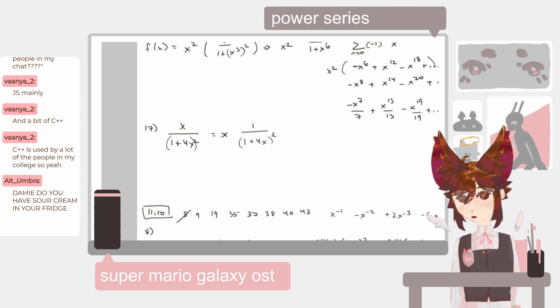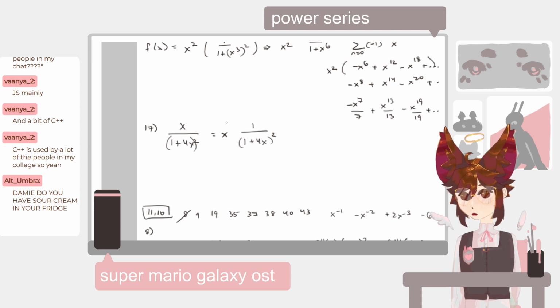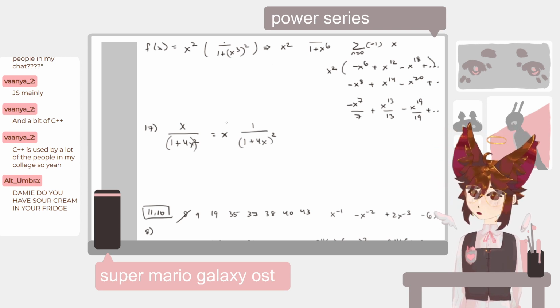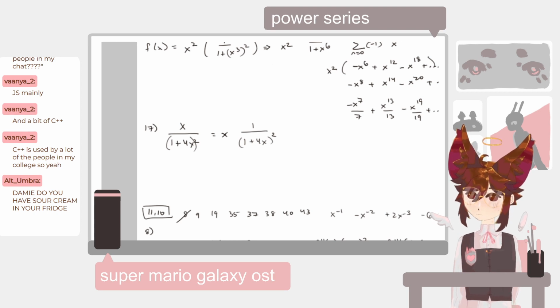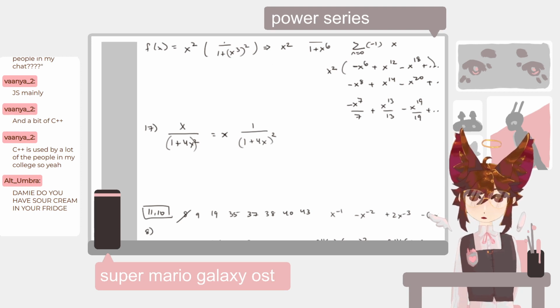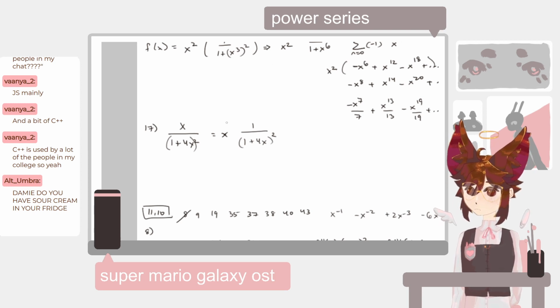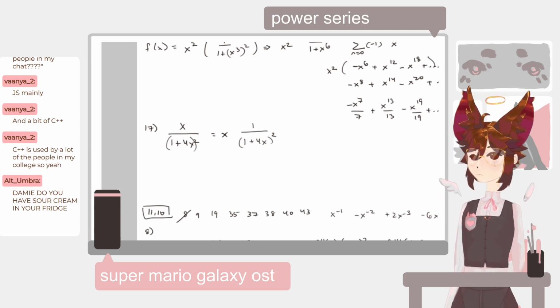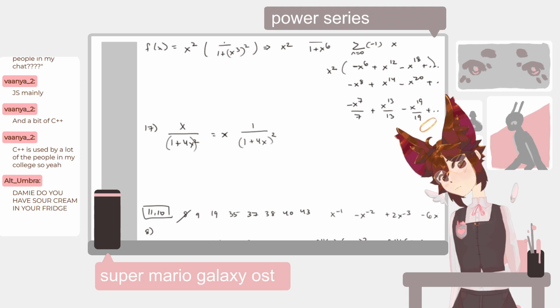Or is it a power series? It reminds me more of a power series than anything else. Like a convergent power series? Or sorry, p-series. 2n plus 1. What is that? Is it a log? No. Can I just take the... What is this? What is this?